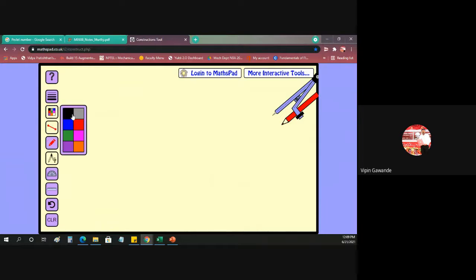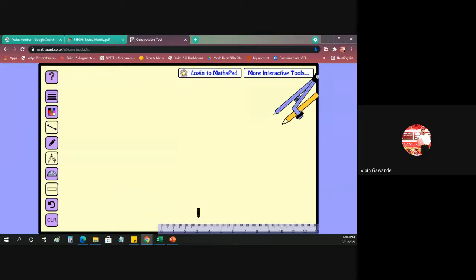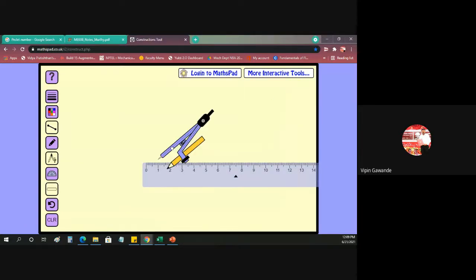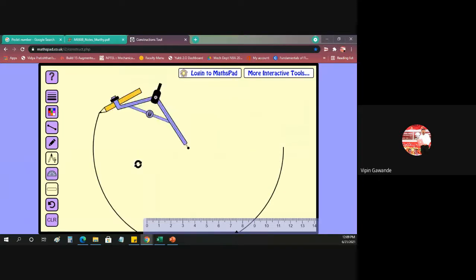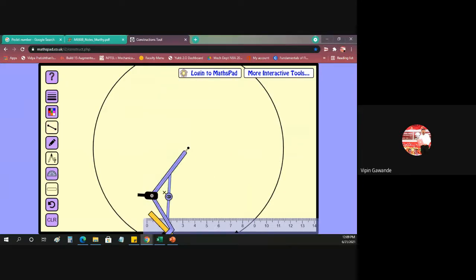So let me take the same color. Okay. Now we will again take the same radius distance in the compass. So I will again construct this one. So from here, now the radius is what? The radius is 8 centimeter or 80 mm. Okay, so construct the circle of 80 mm. Okay, so this is the circle of 80 mm radius.